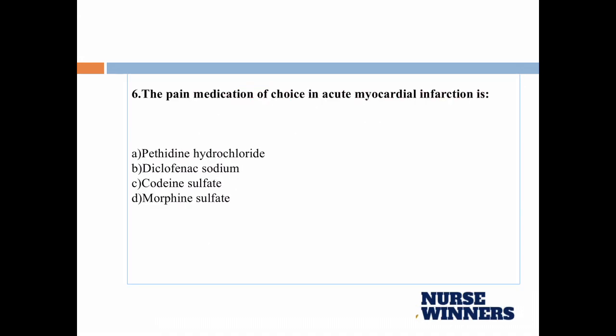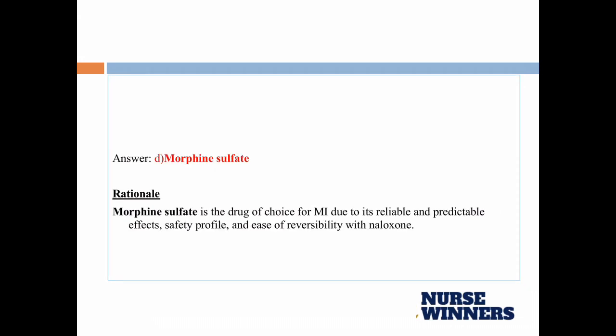Sixth question. The pain medication of choice in acute myocardial infarction is: A. pethidine hydrochloride, B. diclofenac sodium, C. codeine sulfate, D. morphine sulfate. Answer D, morphine sulfate. Rationale: morphine sulfate is the drug of choice for MI due to its reliable and predictable effects, safety profile, and ease of reversibility with naloxone.